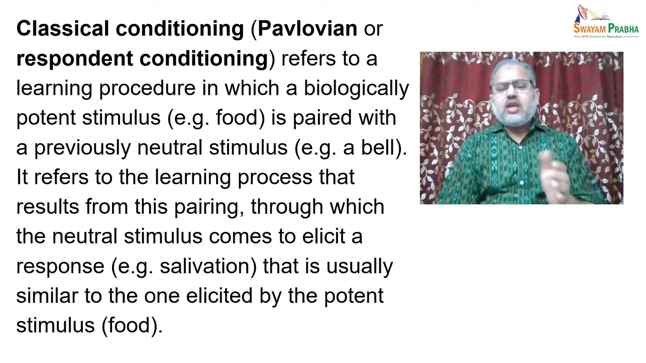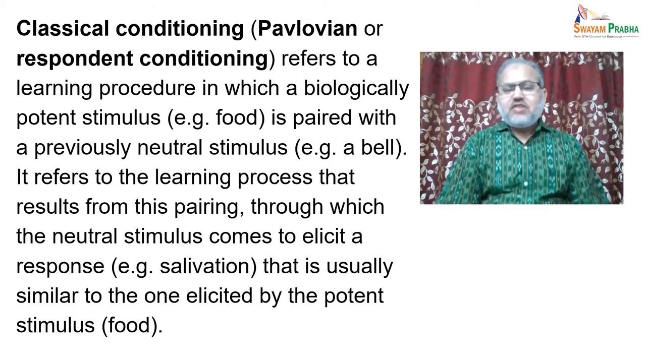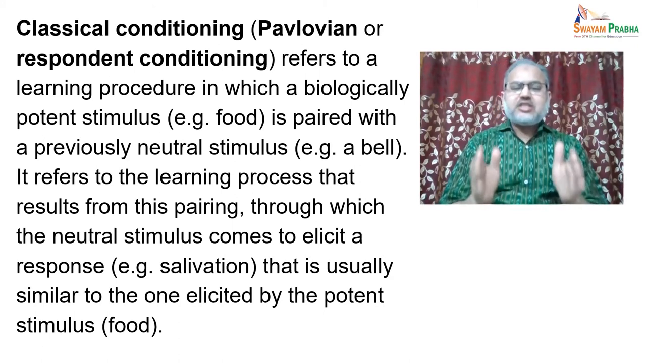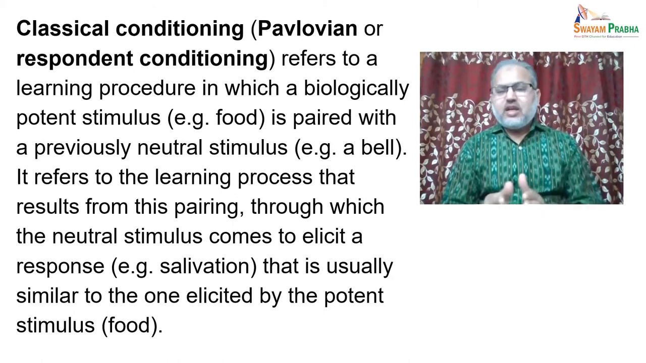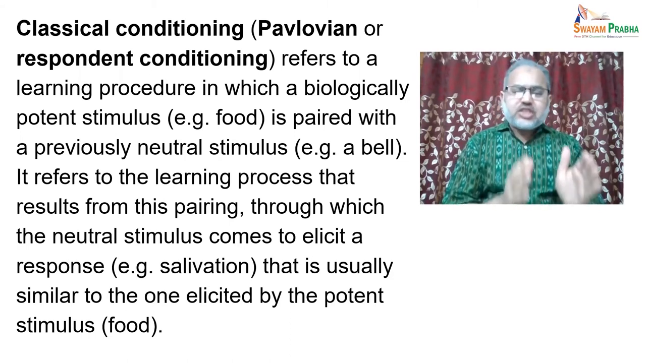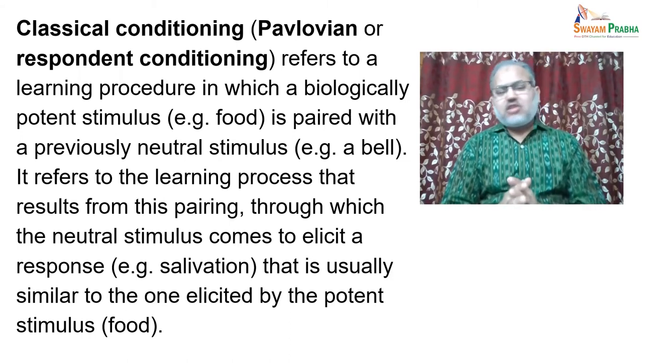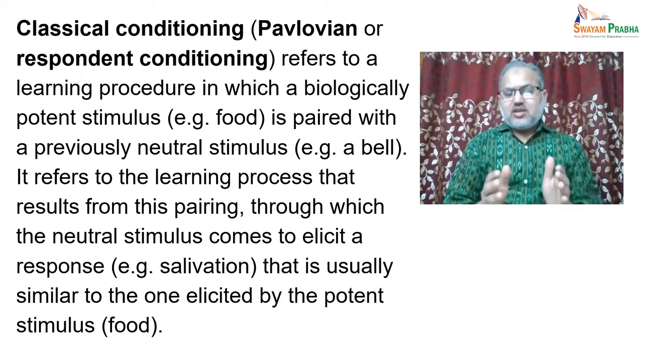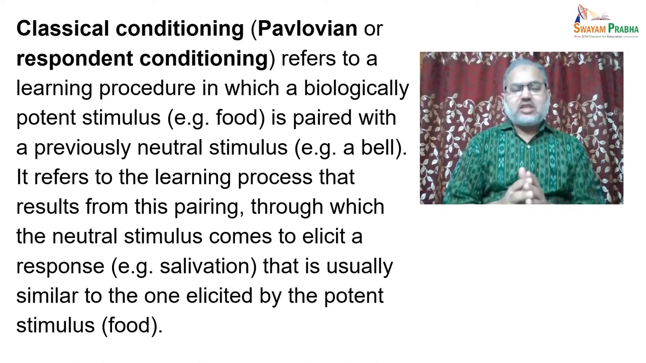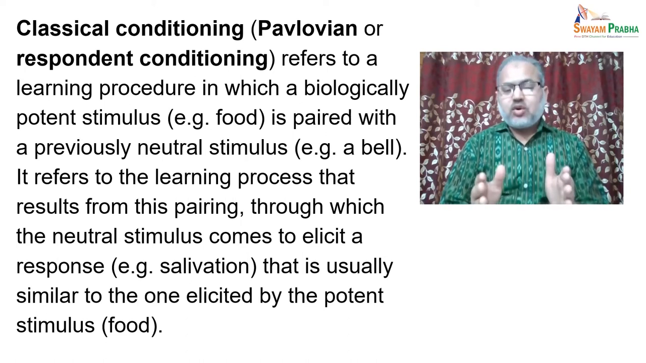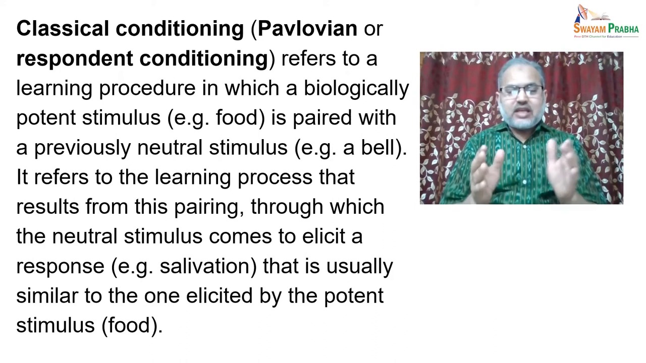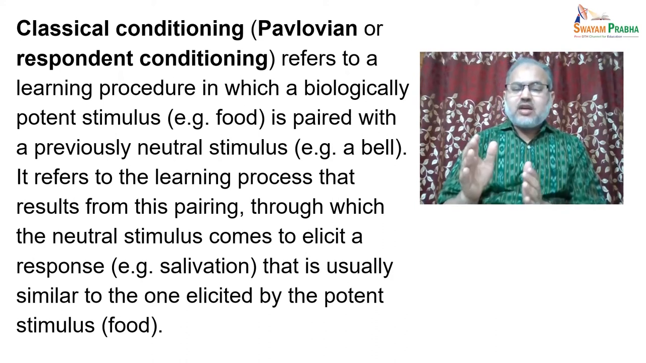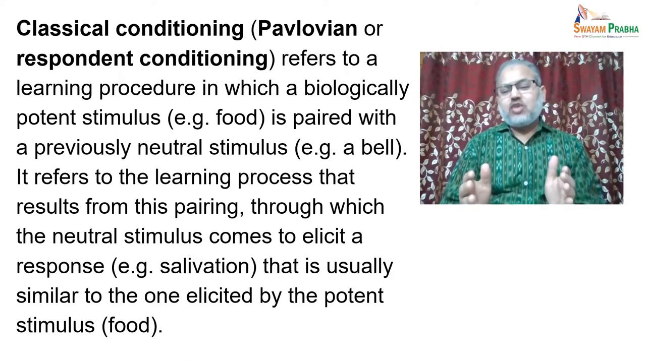Now, try to understand what classical conditioning basically is, which is also known as Pavlovian or respondent conditioning. It refers to a learning procedure in which a biologically potent stimulus, for example food, is paired with a previously neutral stimulus, for example a bell. It refers to the learning process that results from this pairing, through which the neutral stimulus comes to elicit a response, that is salivation, that is usually similar to the one elicited by the potent stimulus, which was food.